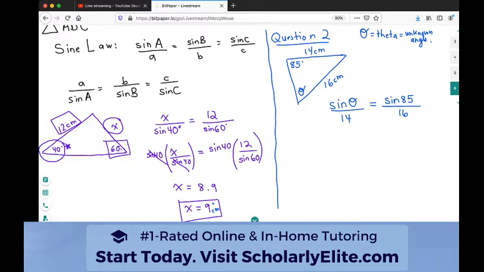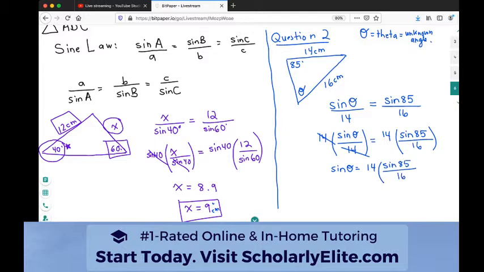And just like before, to get rid of everything around sine of theta, I'm going to multiply both sides by 14. And the reason is because technically the unknown variable of theta is being divided by 14. So the opposite operation is multiplying by 14. So let's go ahead and write that in here. The whole purpose is to cancel that out. Sine of 85 over 16. And then these cancel, and I'm just left with sine of theta equals 14 times this fraction. Wonderful.